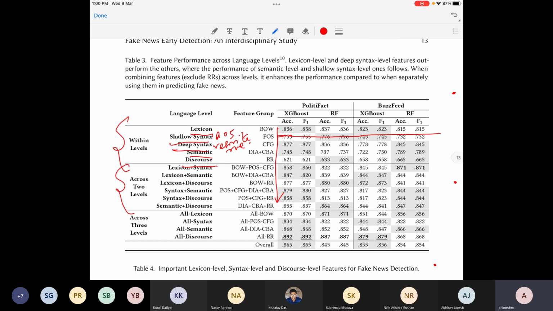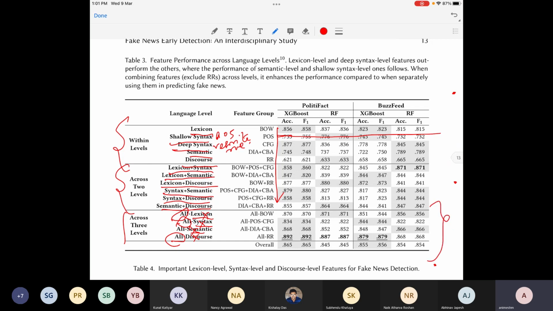Similarly, you have the two-level mixture like lexicon and syntax, lexicon and semantic, lexicon and discourse, syntax and semantic, syntax and discourse, semantic and discourse. So all of these mix and match ablations they did to see what are the performances. And then finally, in the third level, what they did was all features minus the lexical features, all features minus the syntax feature. So the syntax feature is absent here. The lexical feature is absent here. The semantic feature is absent here, and the discourse feature is absent here. All the other features are present. Okay, so these are the different ablation setups that they looked into.